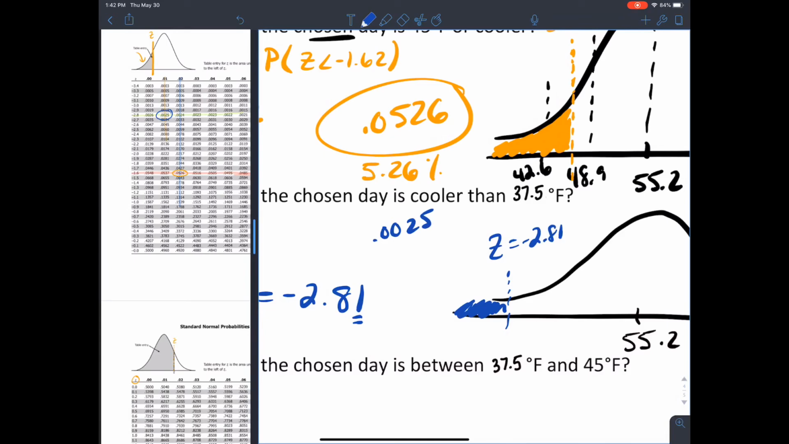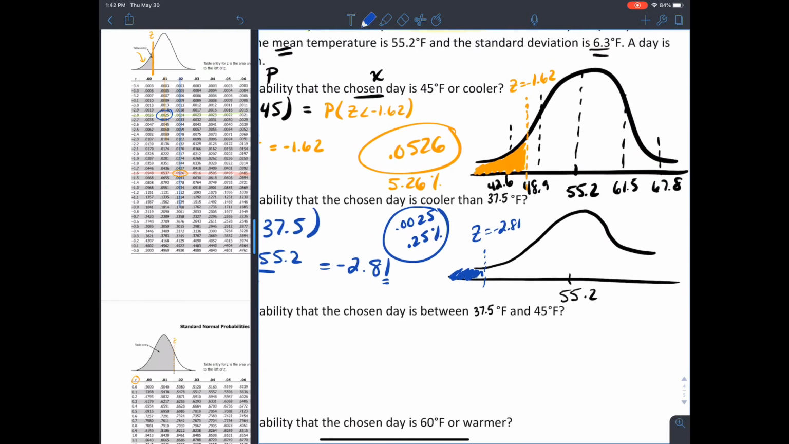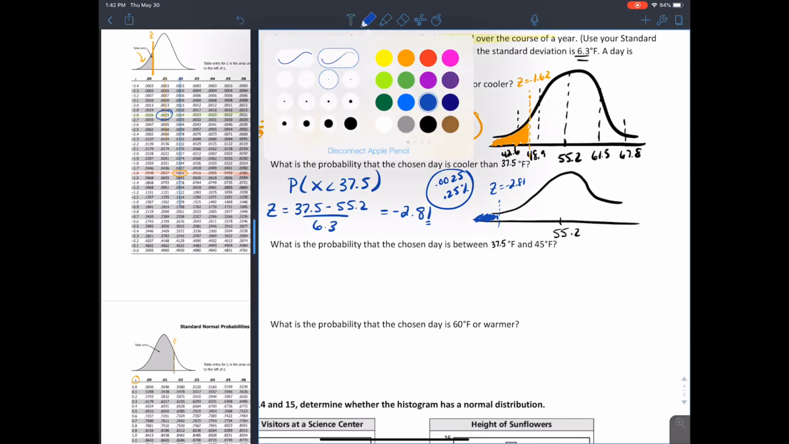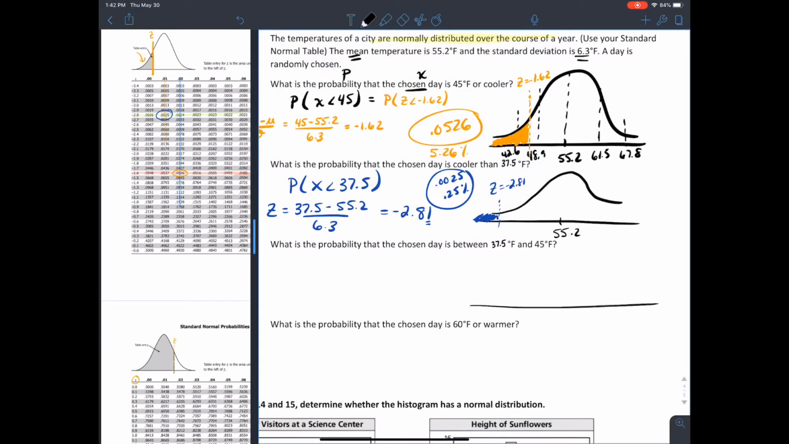0.0025 if you want it as a decimal, and as a percent, it would be 0.25%. Either one of those is accurate. So moving on to the next one. This one, again, we're working with the same normal distribution, so I'm just going to sketch it.